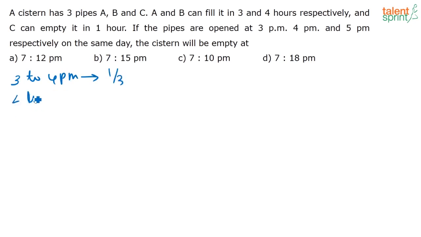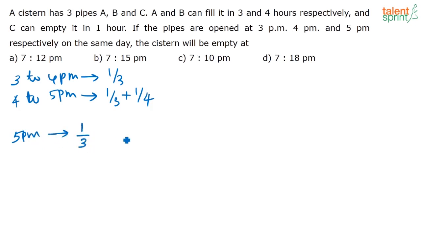From 4 to 5 p.m., what is happening? A is open and B is also open. So how much of the tank will be filled? 1/3 plus 1/4, correct? A and B both are open. Now from 5 o'clock onwards, all 3 pipes are open. Okay, now 5 p.m. onwards, all the 3 pipes are open.